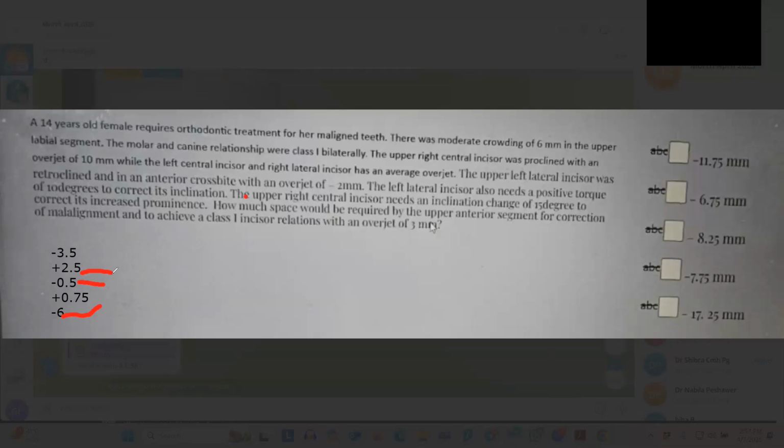So what is the answer? It's D. That's minus 7.75. See, this value is minus 3.5 and this value is 0.5. So it becomes minus 1.5. And this becomes, if we minus it, minus 0.75. And if we add this one, that will become 6.75.